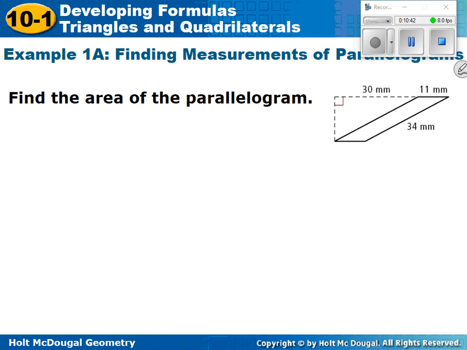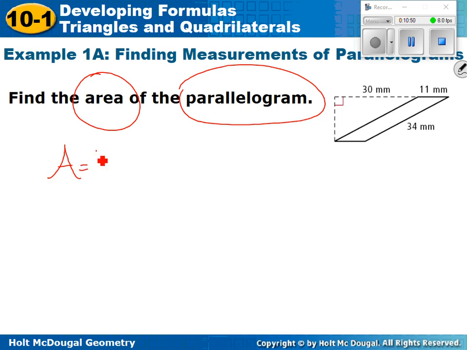Okay? So what are we trying to find? Area, what shape? Parallelogram. What's our formula? A equals BH. Area equals base times height. Okay, look at your picture. What's the base? What's the height? Do we know the base? Do we know the height? Sean? Base is 11. If the base is 11, then what's the height?